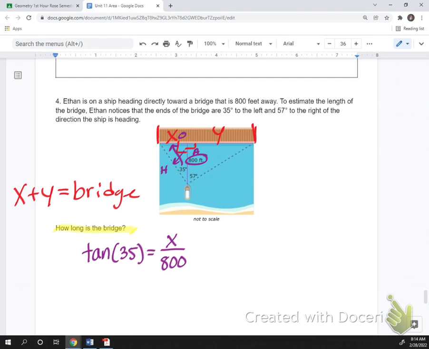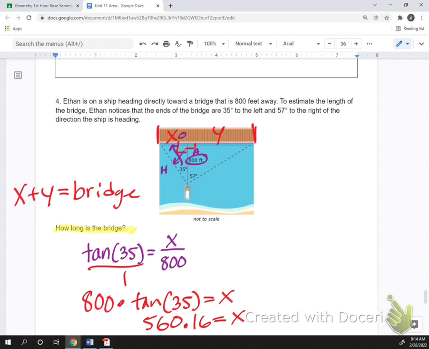And now we're going to cross multiply to solve for the first part of the bridge. Go ahead and do that. You should have gotten about 560.16 feet. Great.